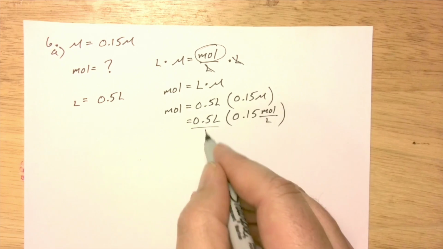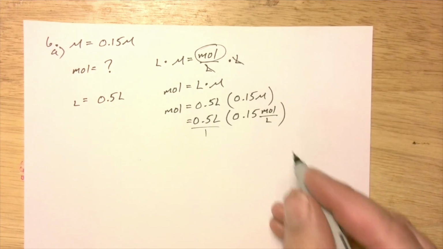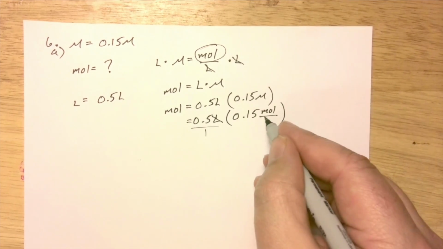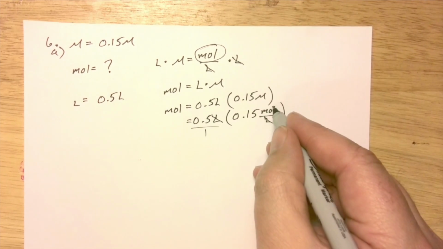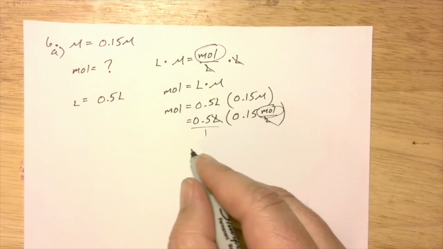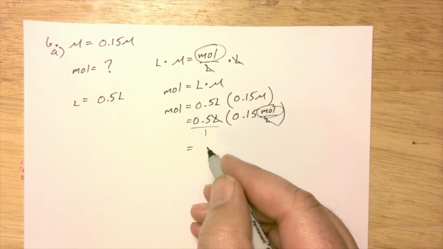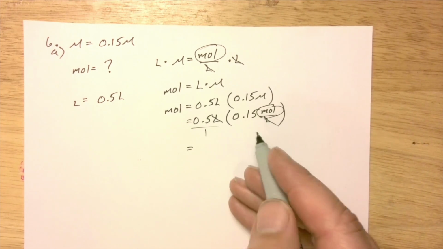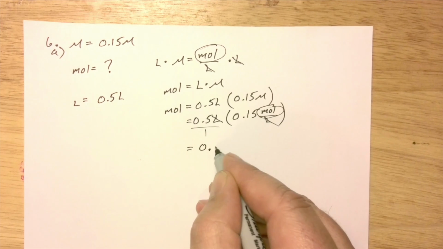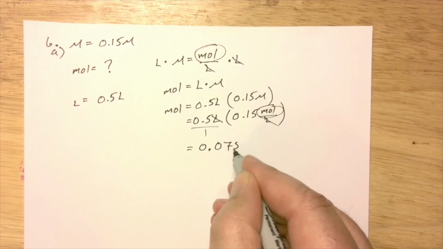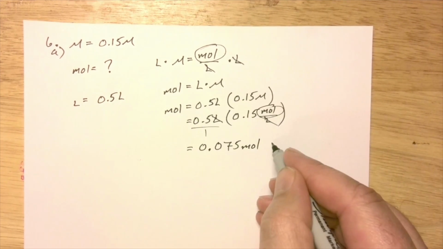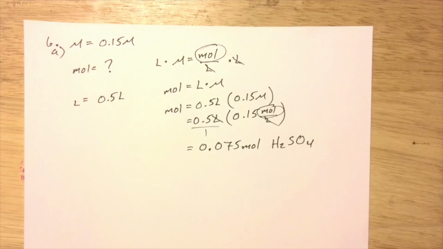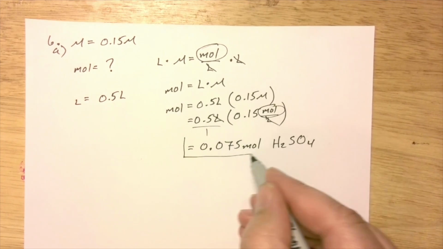Now this is all over 1, which means liters is on top and liters is on the bottom. These two liters will cancel out, leaving you with the unit of moles on top, which is what you want. So for part A, 0.5 times 0.15 comes out to be 0.075 moles, and this is of sulfuric acid, H2SO4. So that's your first part of the answer.